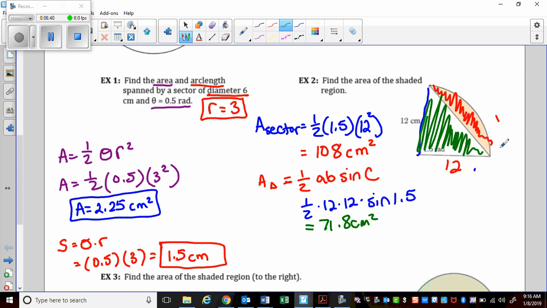But I found the whole sector, and so if I subtract the area of the triangle from the whole sector, that'll just give me the red part. So the area of the shaded region is 108 minus the 71.8, which is about 36.2 centimeters, and we're still talking about area, so my centimeters are squared.